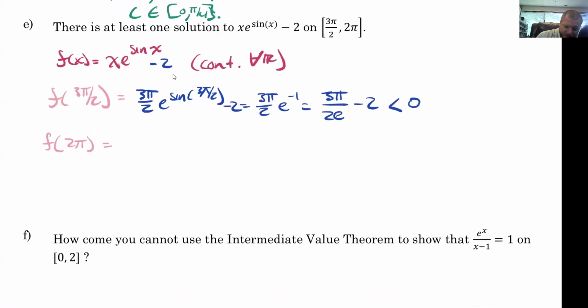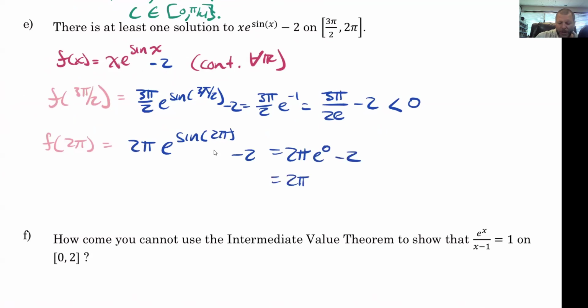Then f of 2 pi, we're going to get 2 pi e to the sine of 2 pi, minus 2. That's important. So we get 2 pi. Sine of 2 pi is 0, so e to the 0 is just 1, minus 2. So we get 2 pi, which is about 6.28, minus 2, so this is greater than 0.